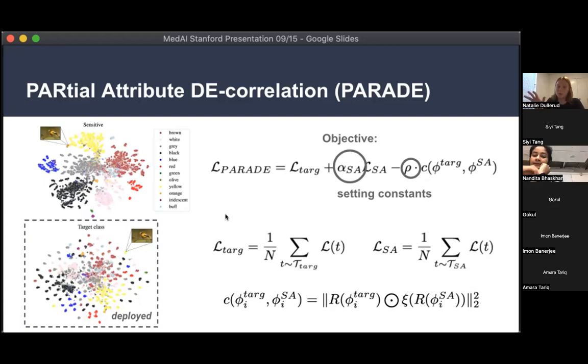So you still want to learn that. The decorrelation part, which is negative, as you can see, is the part that actually decorrelates those embeddings. So it removes information about the sensitive attribute from the target class embedding. Right. But I think this only holds if you start training the convolution backbone from scratch.